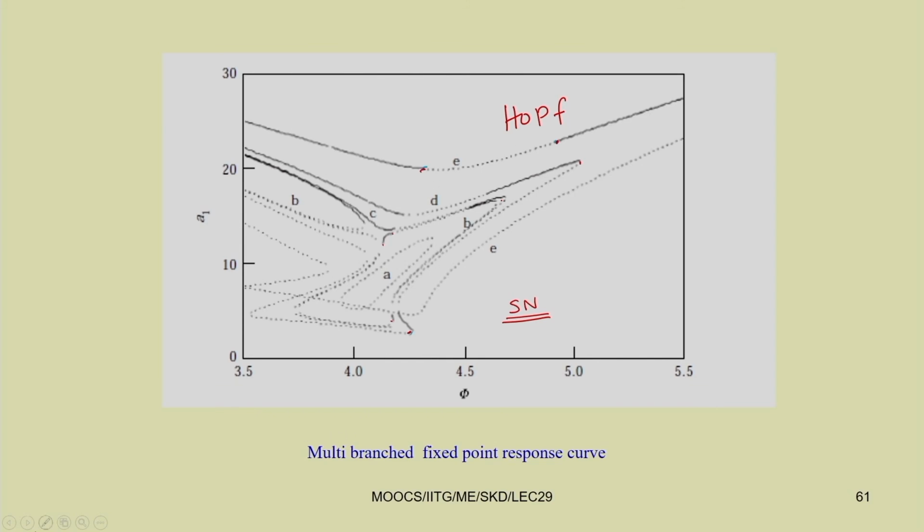Then after getting this response plot, how are you getting it? You can get this response plot by solving the set of first order equations by putting them equal to 0. The resulting equations are algebraic and transcendental equations, and you have 4 such equations. These 4 equations you can solve by using Newton's method to find this frequency response plot.